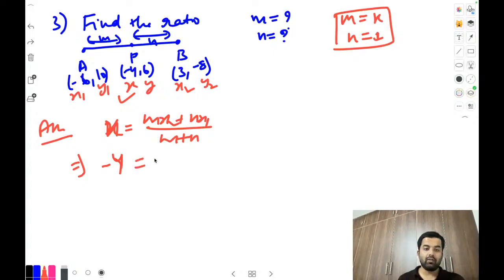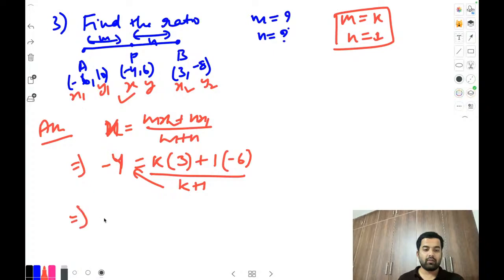Equal to m value will keep k. X2 is what? X2 is 3 plus n value. X1 is what? Minus 6 divided by k plus 1. Now cross multiply that side. So this becomes what? Minus 4k minus 4.